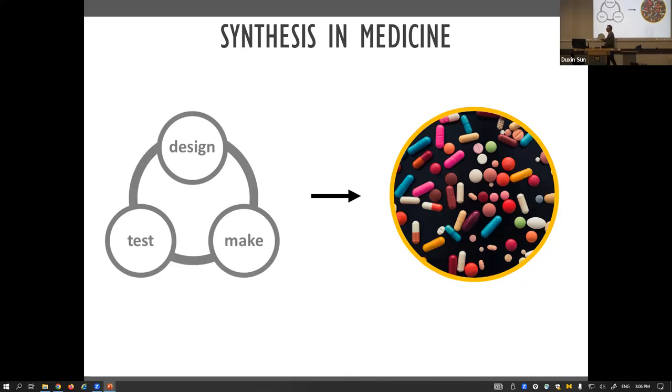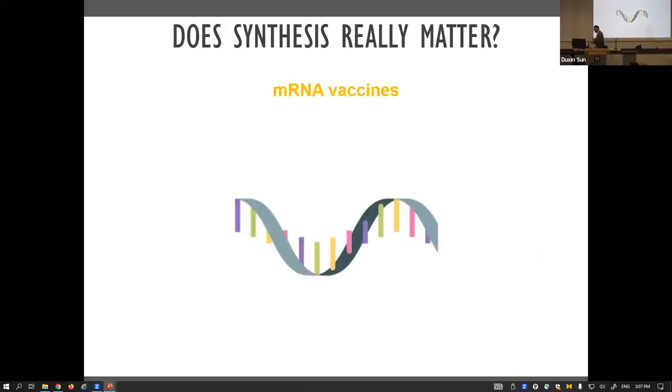And so the making aspect of this design, make, test wheel is absolutely critical to the process, because it influences what you can design. You're not going to design a molecule that takes 5 years to make. You might, but you'd have to be a pretty brave synthetic chemist to want to invest that type of time installing complicated functional groups and stereochemistries in just the right way.